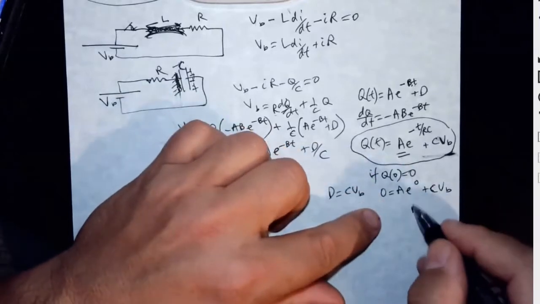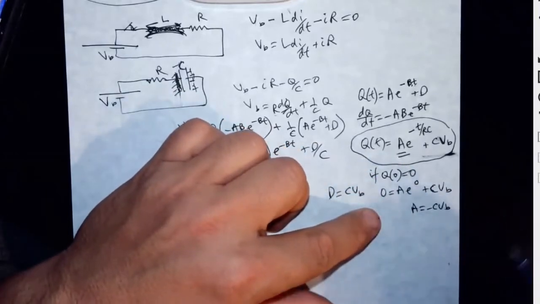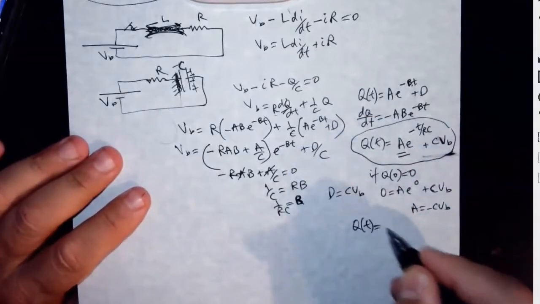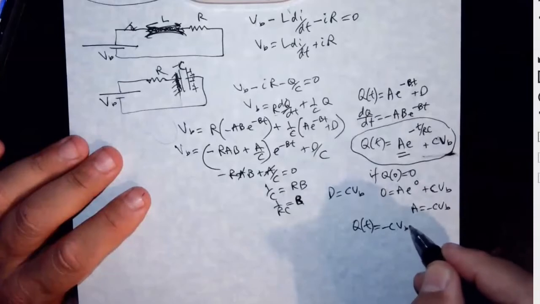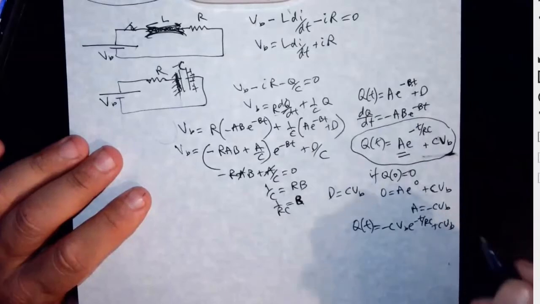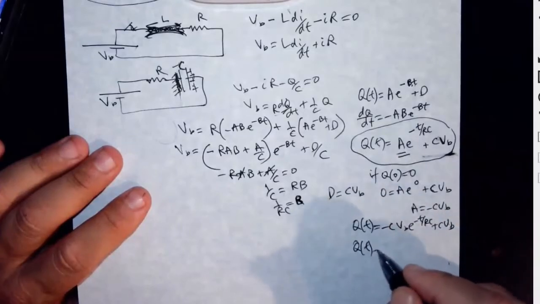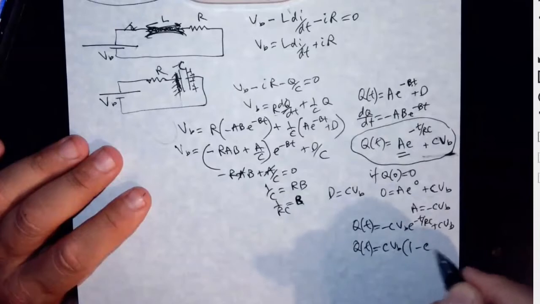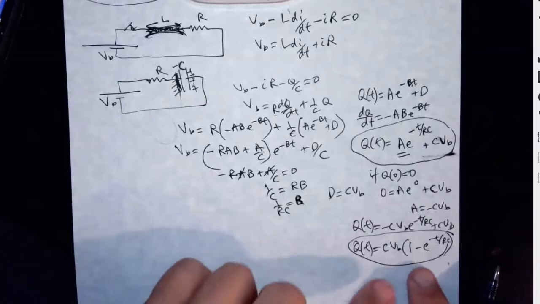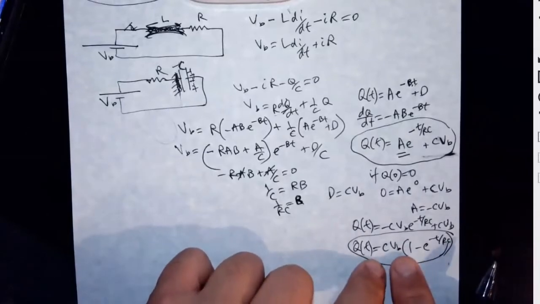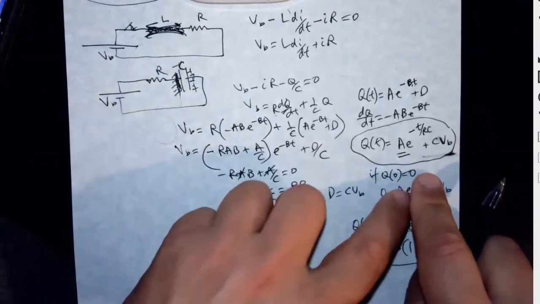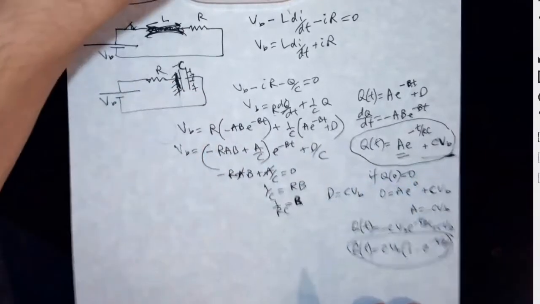And then A is going to be equal to negative CVB. And then you could put your negative CVB, e to the minus T over RC plus CVB. And then you could factor out the CVB. Then you have the case where it initially starts with 0 charge, right? So you could kind of do anything. You could have a negative initial charge or a positive initial charge on the capacitor.